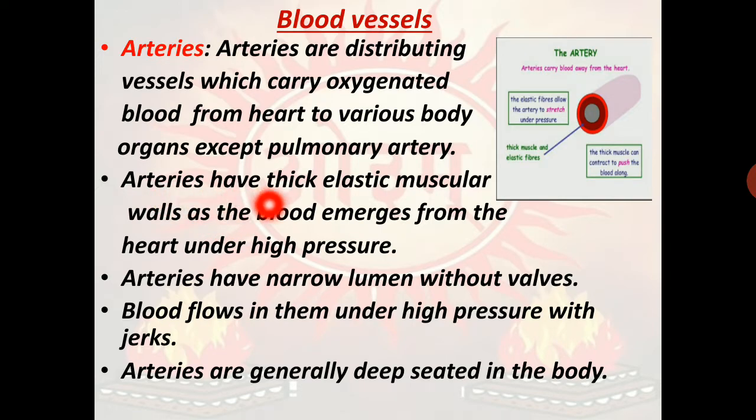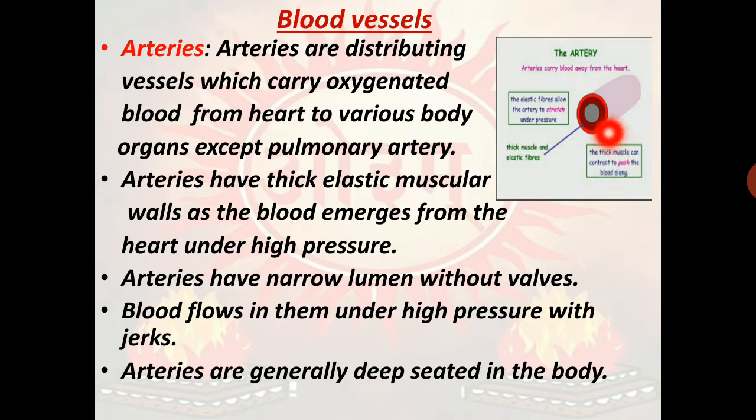Arteries have thick elastic muscular walls. You can see from this diagram that arteries have thick elastic muscular wall. As the blood emerges from heart into arteries under very high pressure, to bear this high blood pressure inside arteries, arteries have thick elastic muscular walls. Arteries have narrow lumen without valves.